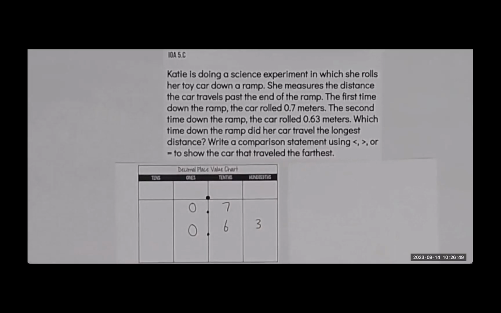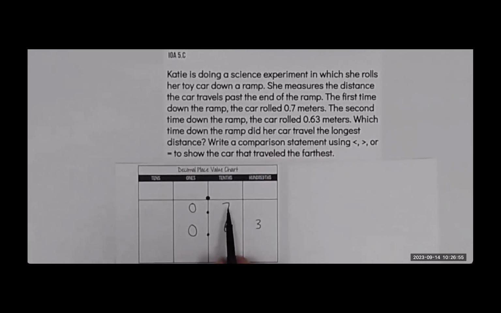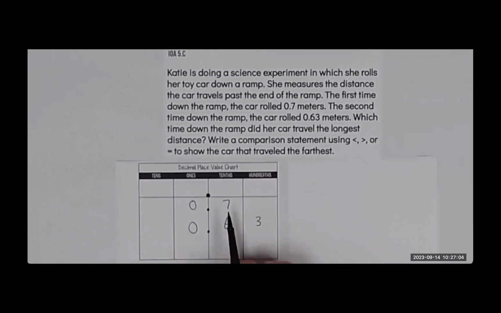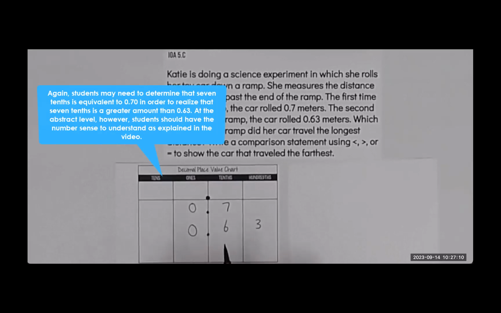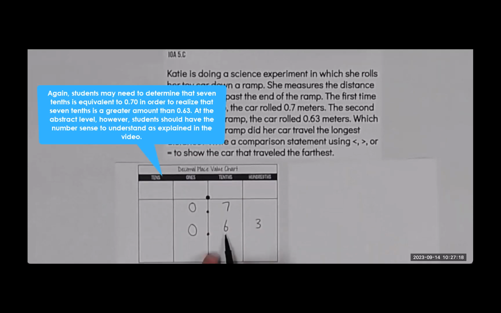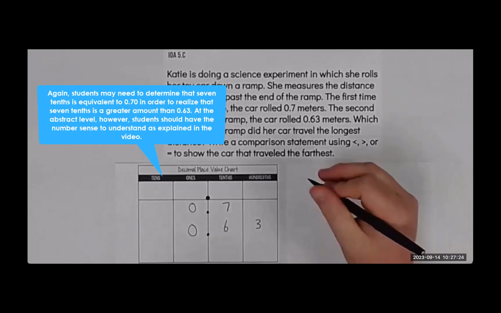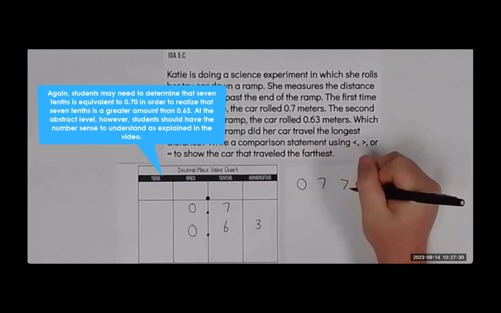Now that I have these values written on the decimal place value chart, I can take a look at these to compare. I see that I have 7 tenths here and 6 tenths in the value of 63 hundredths. So when I compare these values, I can already see that 7 tenths is greater than 63 hundredths. When we compare decimal values, we're going to look at the tenths place first to compare values. I can already see that 7 tenths is greater than 6 tenths. That means that 7 tenths is greater than 63 hundredths. And I can write my comparison statement by saying that 7 tenths is greater than 63 hundredths.